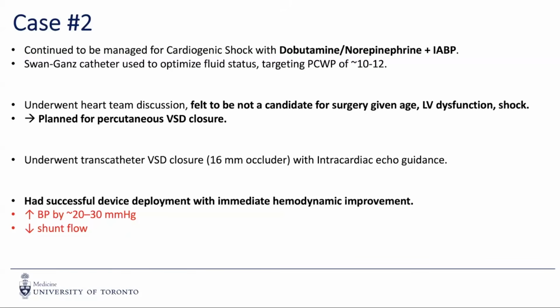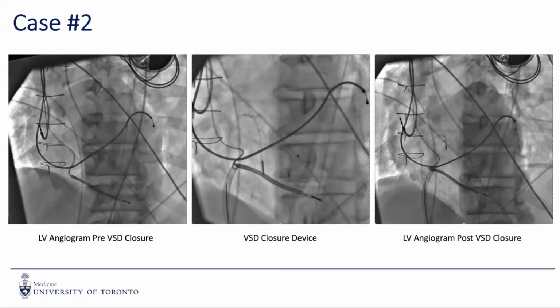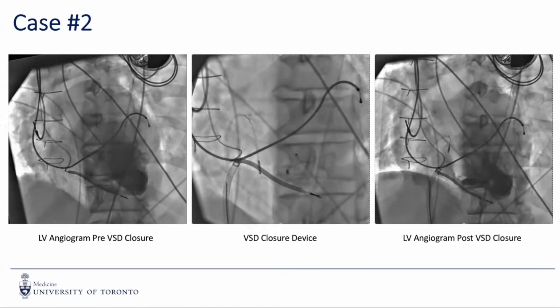The case was discussed during heart team rounds, and he was found to be not a candidate for surgery, just given the age of the dysfunction and shock. And therefore, he was planned for a percutaneous VSD closure, and actually underwent the VSD closure with intracardiac echo guidance. After the procedure, they noted that his blood pressure had significantly improved and his shunt flow had reduced. This was done here at St. Michael's Hospital as well.